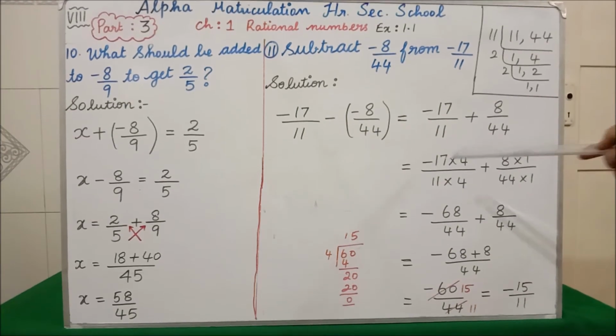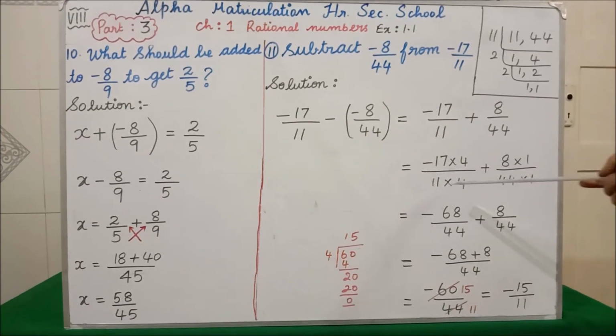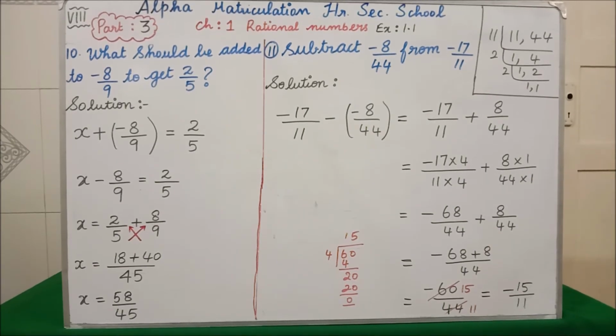So I am multiplying minus 17 into 4 divided by 11 into 4, plus, here 44 is already there, so it is enough if we multiply by 1 alone: 8 into 1 divided by 44 into 1. Clear? 17 into 4 is 68, and 11 into 4 is 44. Plus 8 into 1 is 8, 44 into 1 is 44. Now both the denominators are same. We write one denominator 44 and add the numerators: minus 68 plus 8.